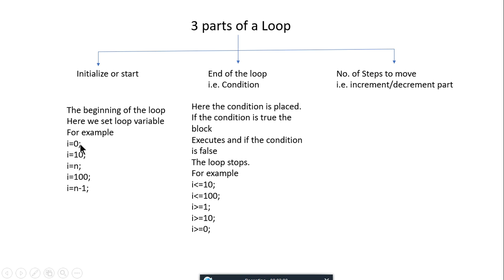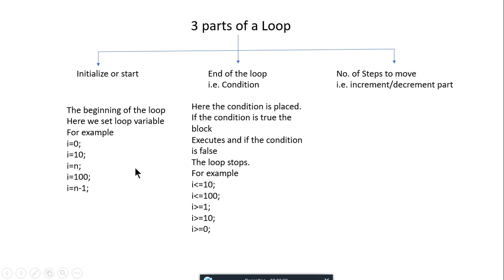So from, let's say, i equals to 0, you want to go to 10, so i less than equals to 10. From 10 to 100, you can say i less than equals to 100. From n to 1, you can say i greater than equals to 1. From 100 to 10, you can say i greater than equals to 10, and i greater than equals to 0. So putting a condition is also a part of the loop. So this is the beginning and this is the end.